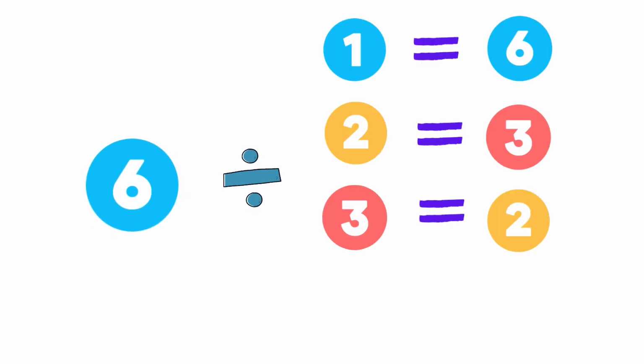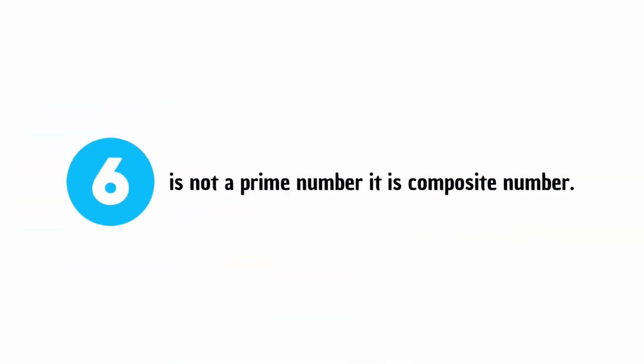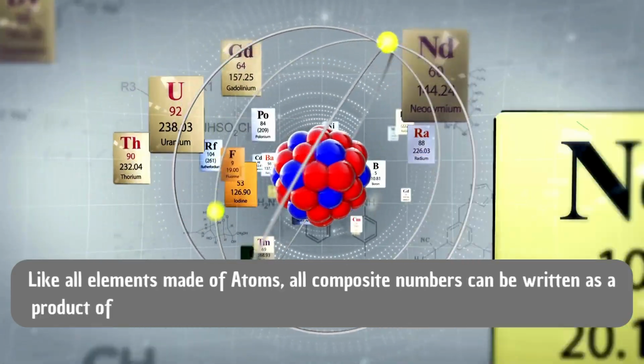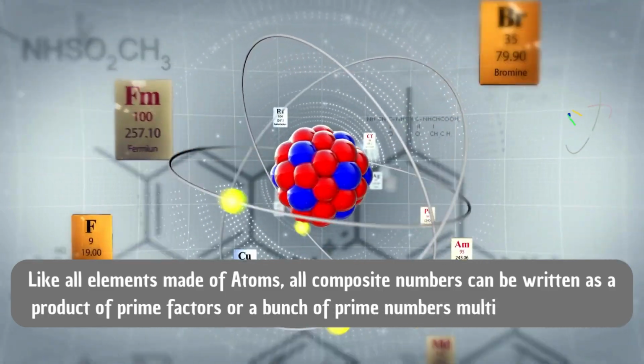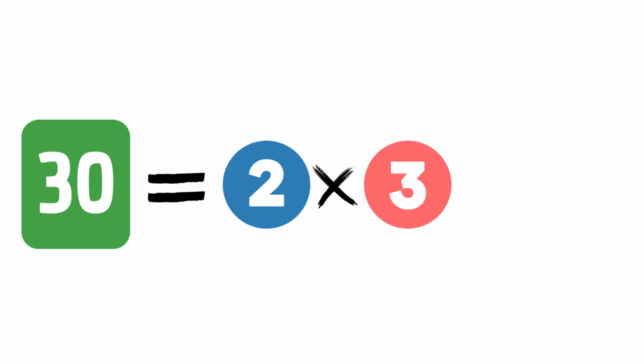On the other hand, the number 6 is not prime because it can be divided evenly by 1, 2, 3, and 6. It has 4 factors. Therefore, instead of prime, 6 is a composite number. Like all elements made of atoms, all composite numbers can be written as a product of prime factors, or a bunch of prime numbers multiplied together. For example, 30 can be factorized as follows: 2 multiplied by 3 multiplied by 5 equals 30. And you can observe that all factors 2, 3, and 5 are prime numbers.